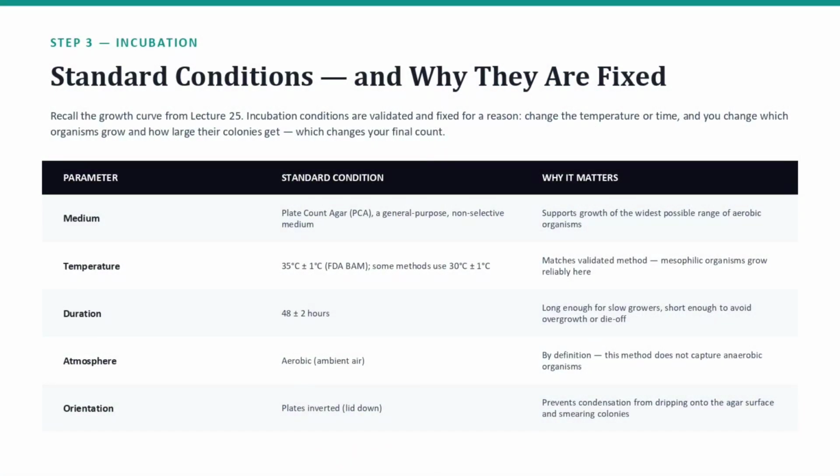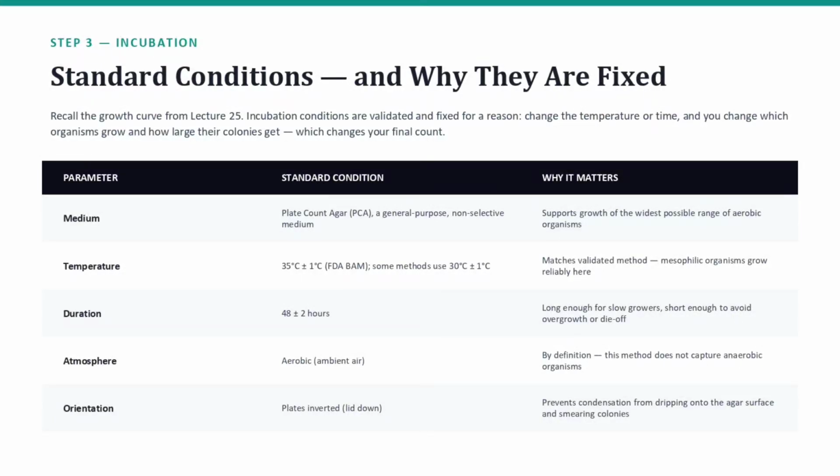Now, incubation. And I want you to recall the growth curve from Lecture 25 here, because it directly explains why these conditions are fixed the way they are. Medium, plate count agar, a general-purpose, non-selective medium, chosen specifically because it supports growth of the widest possible range of aerobic organisms. Temperature, 35 degrees Celsius, plus or minus 1 degree, under the FDA BAM method, though some methods use 30 degrees Celsius instead. This temperature is where mesophilic organisms, the ones most relevant to food and pharma QC, grow reliably. Duration, 48 hours, plus or minus 2 hours.